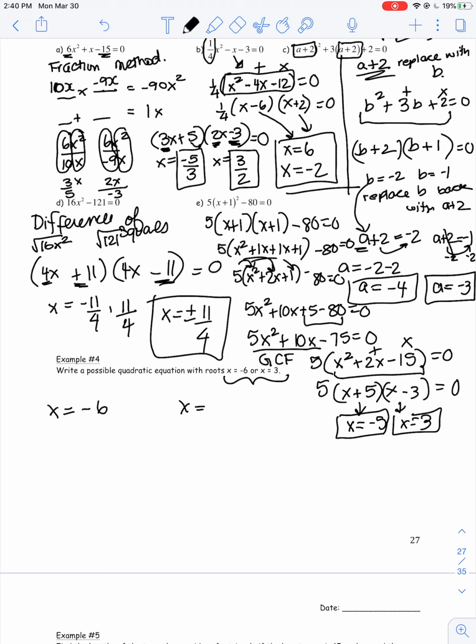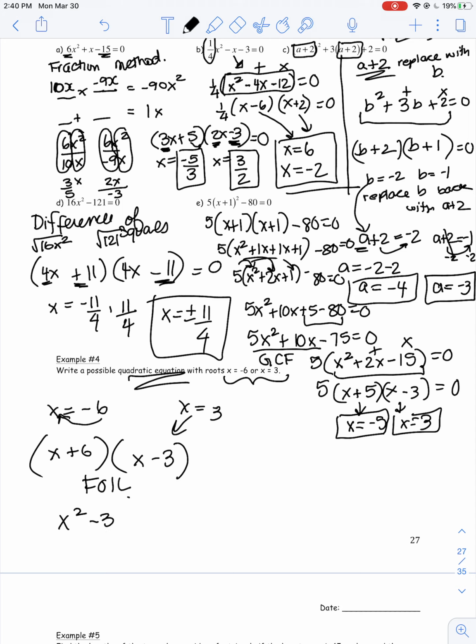Now we want to write a quadratic that matches this. Well, we're going backwards now. So we know that x equals -6 and x equals 3. Remember, when we want to bring it to the other side, switch the signs. That means that one factor is x plus 6, and the other factor from here is x minus 3. Now you just have to do FOIL to bring it back to the quadratic equation, and we just have to make it equal to 0.